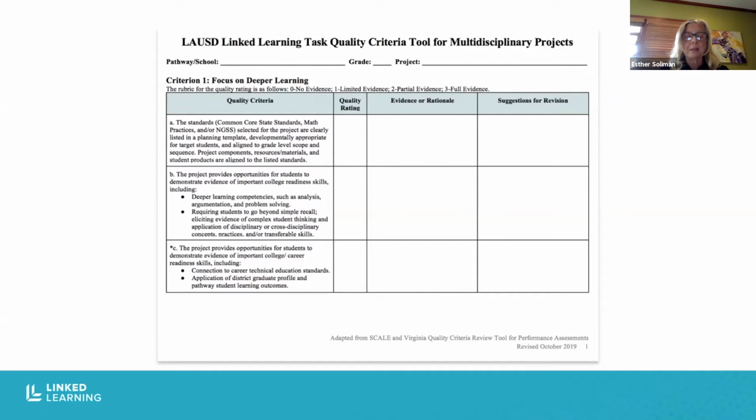This template provides opportunities for teams of teachers to have deep and meaningful discussions about their own work and the work they're asking students to do.